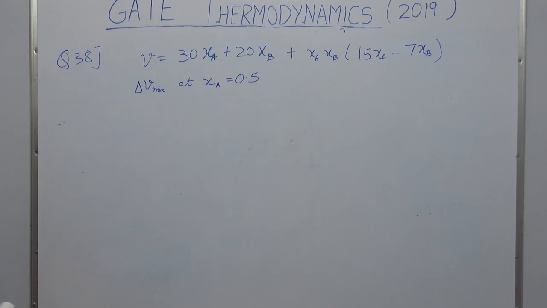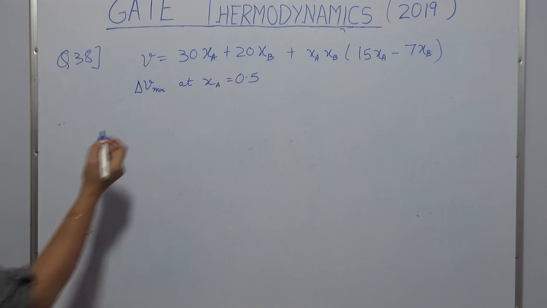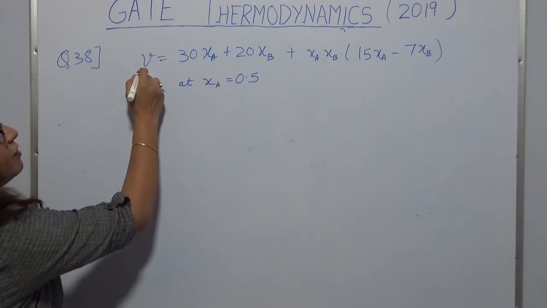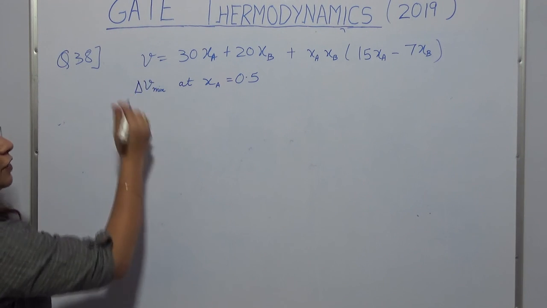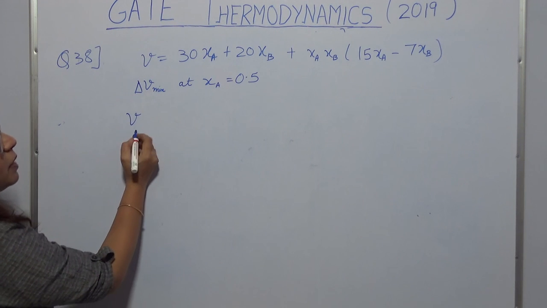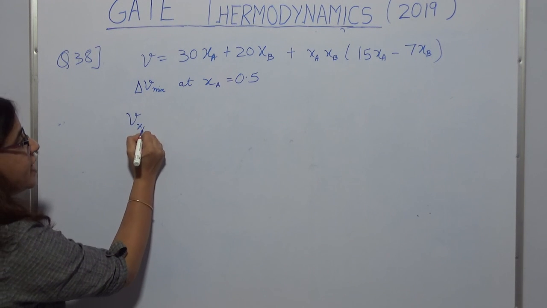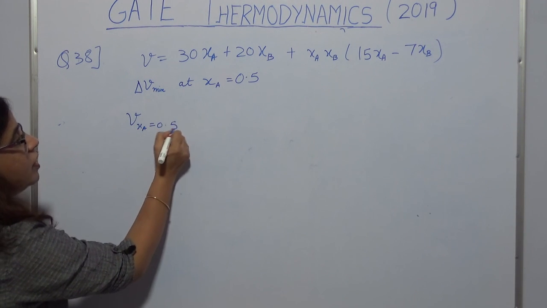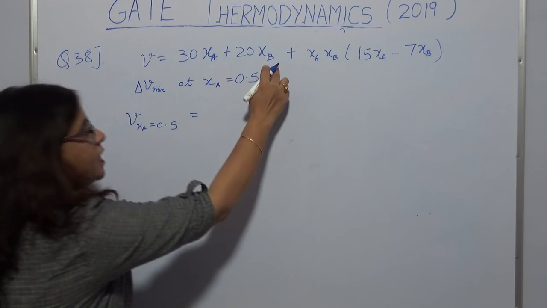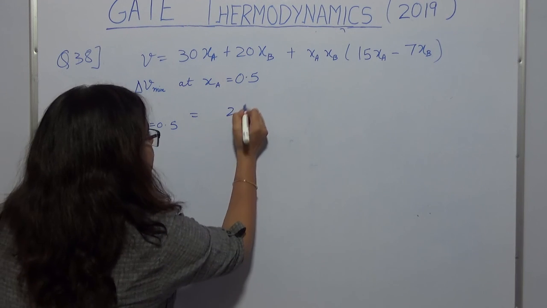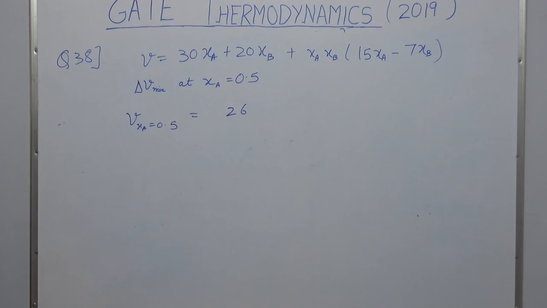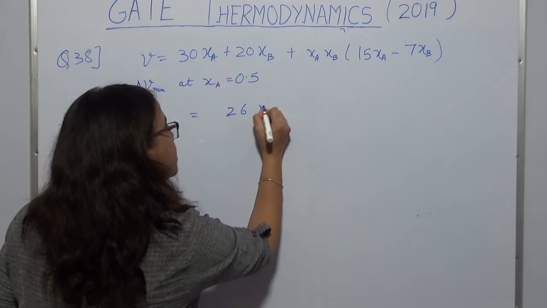Fine. So let's see. First of all, it's very straightforward. You can find out the molar volume of this solution because this is the function which gives it. So I can calculate my molar volume when XA is equal to 0.5. So I put XA equal to 0.5 and XB equal to 0.5 and calculate my molar volume for this solution, and it comes out to be 26. Okay, so your units are given as meter cube per mole.